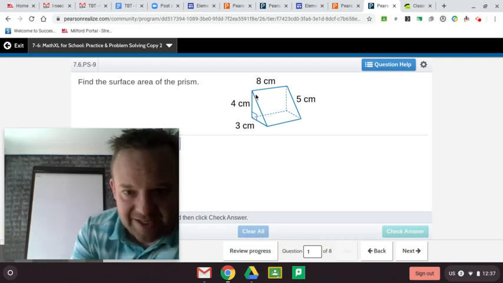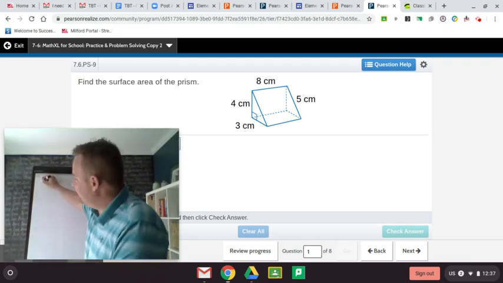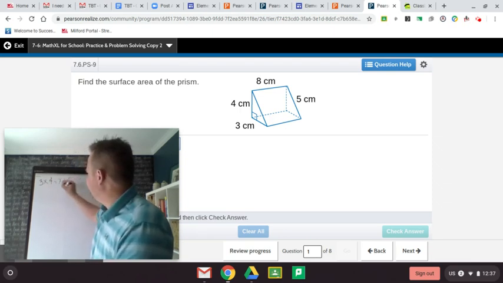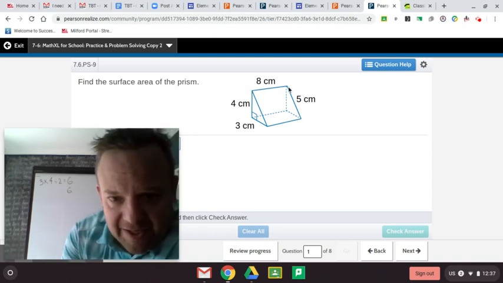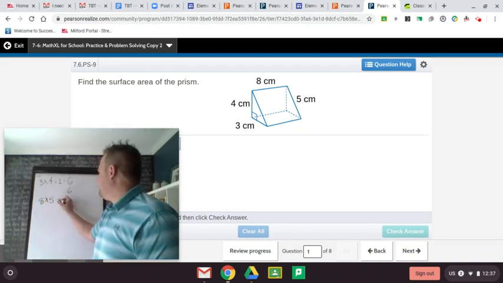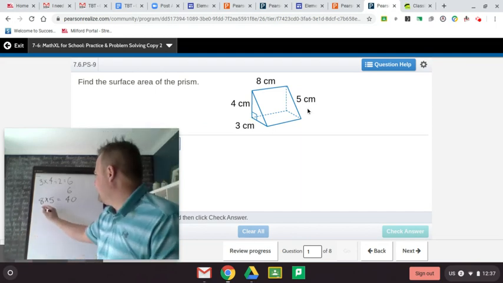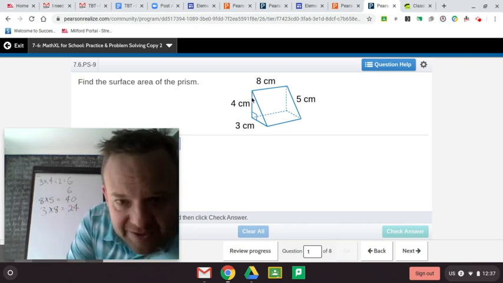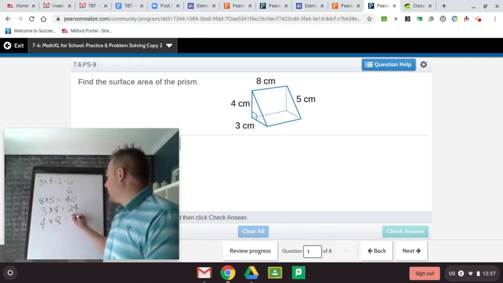Area of a triangle is base times height divided by 2. We have two of those triangles. So the base is 3 times the height is 4 divided by 2. That equals 6. We have another one that equals 6. Now we have this lateral face here, which is 8 by 5. 8 times 5 is 40. And then we have this bottom face, which is 3 by 8. 3 times 8, that's 24. And then this back face, follow my cursor, 4 times 8. 4 times 8, that's 32.